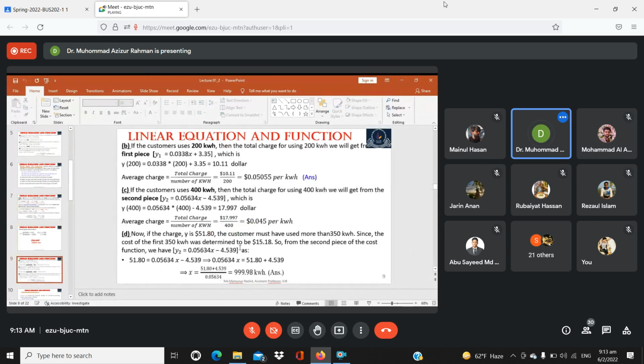So similarly, this is my second equation. The value of Y2, that means cost, is $51. We put the $51 here, equals 0.0563x minus 4.539. From this equation, we can rearrange, and we get the value of x equals 999, almost 1000 kilowatt hour.